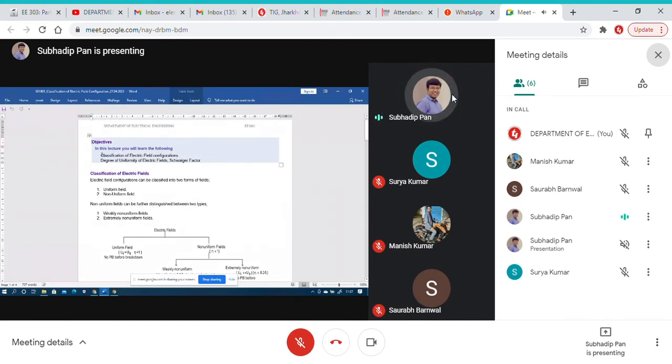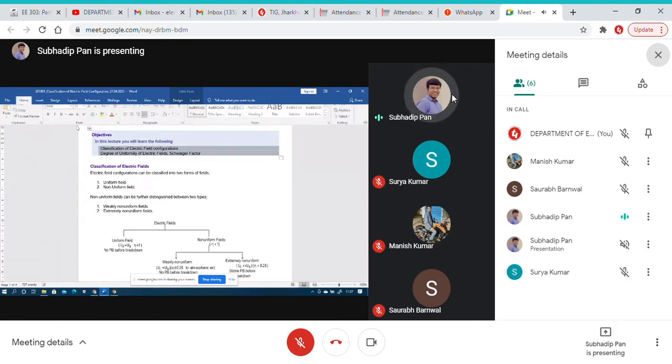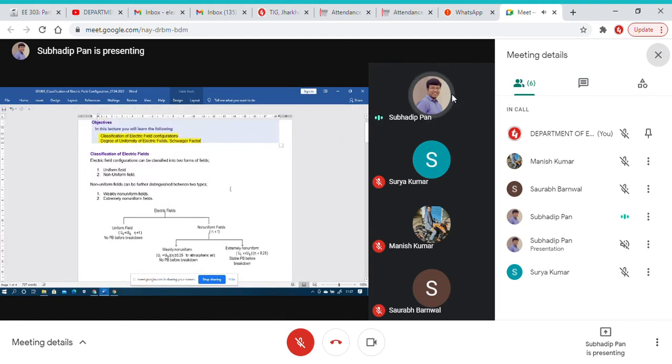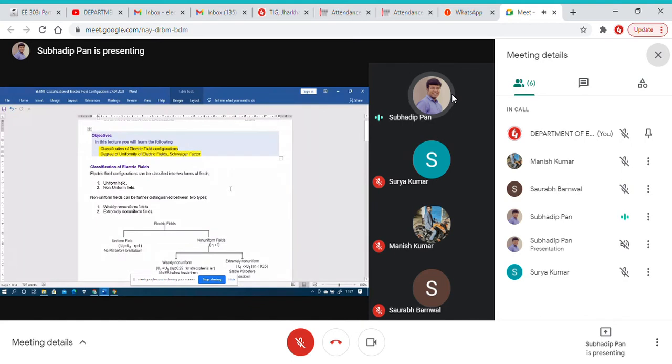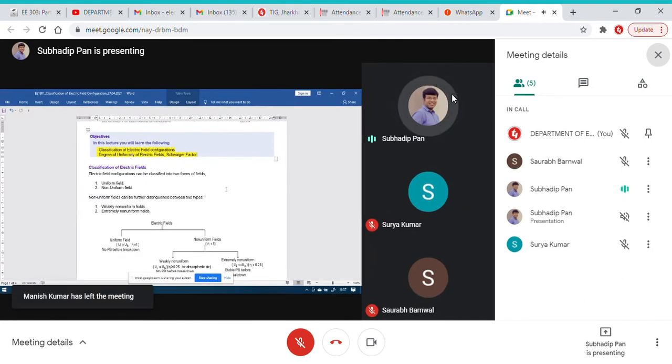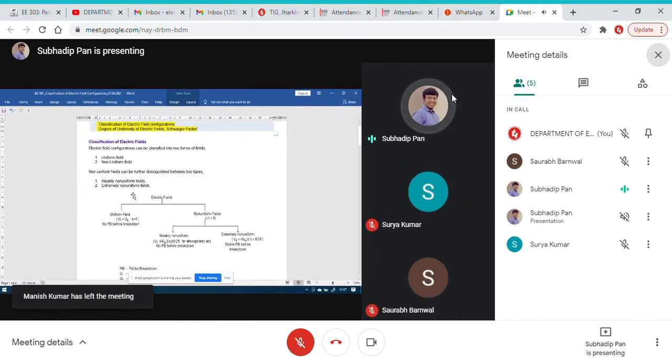So today the objective of this particular lecture is the classification of the electric field configuration first, and the degrees of uniformity of the electric field. I already told you that the electric field will be classified into two different segments: one is a uniform field, another one is a non-uniform field. The non-uniform field can be further distinguished into two parts: a weakly non-uniform field and an extremely non-uniform field. In this particular chart, we are defining the electric field into these two different segments: a uniform field and a non-uniform field.